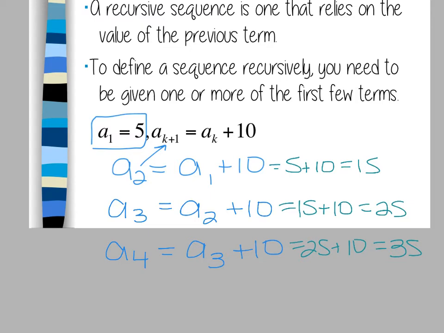Does that make sense? No. If I'm looking for 2, if k plus 1 equals 2, think: if k plus 1 equals 2, then k would be what? 1. Solve it. The number before that, which would be 1.